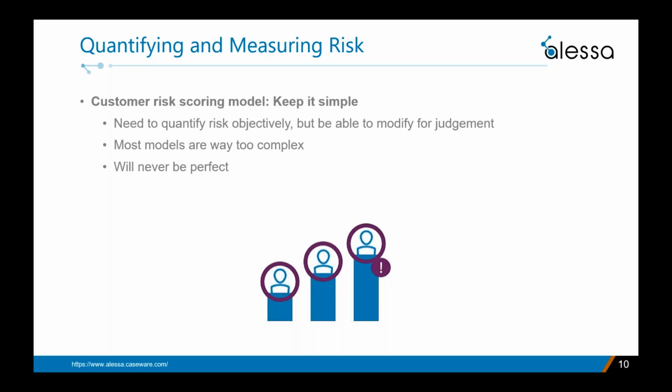Because risk is a somewhat nebulous concept involving uncertainty, we need a way to quantify a particular customer's risk, starting with an objective model, and then, if it's appropriate, adjusting that risk score using actual experience with that customer and professional judgment. Now, most customer risk scoring models are often way too complex.